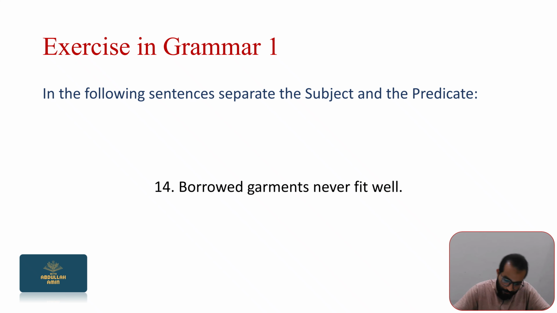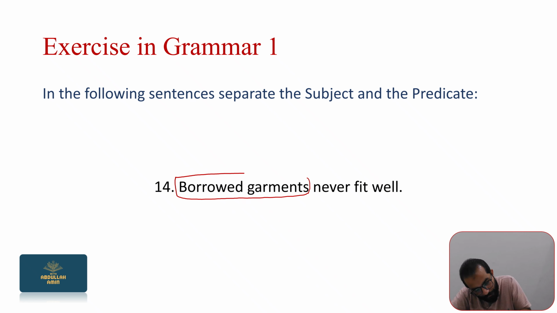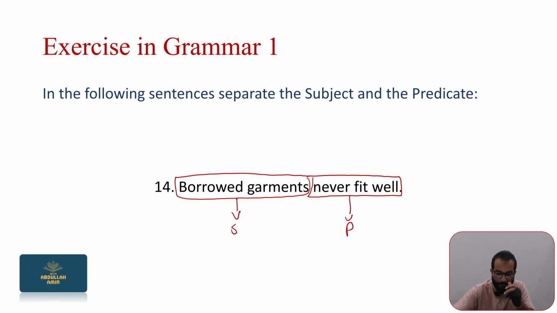Then we have the 14th example, which says borrowed garments never fit well. So over here these first two words, borrowed garments, this is the subject, never fit well, this is the predicate. So the first part, borrowed garments, is the subject. Second part, never fit well, is the predicate in this example.